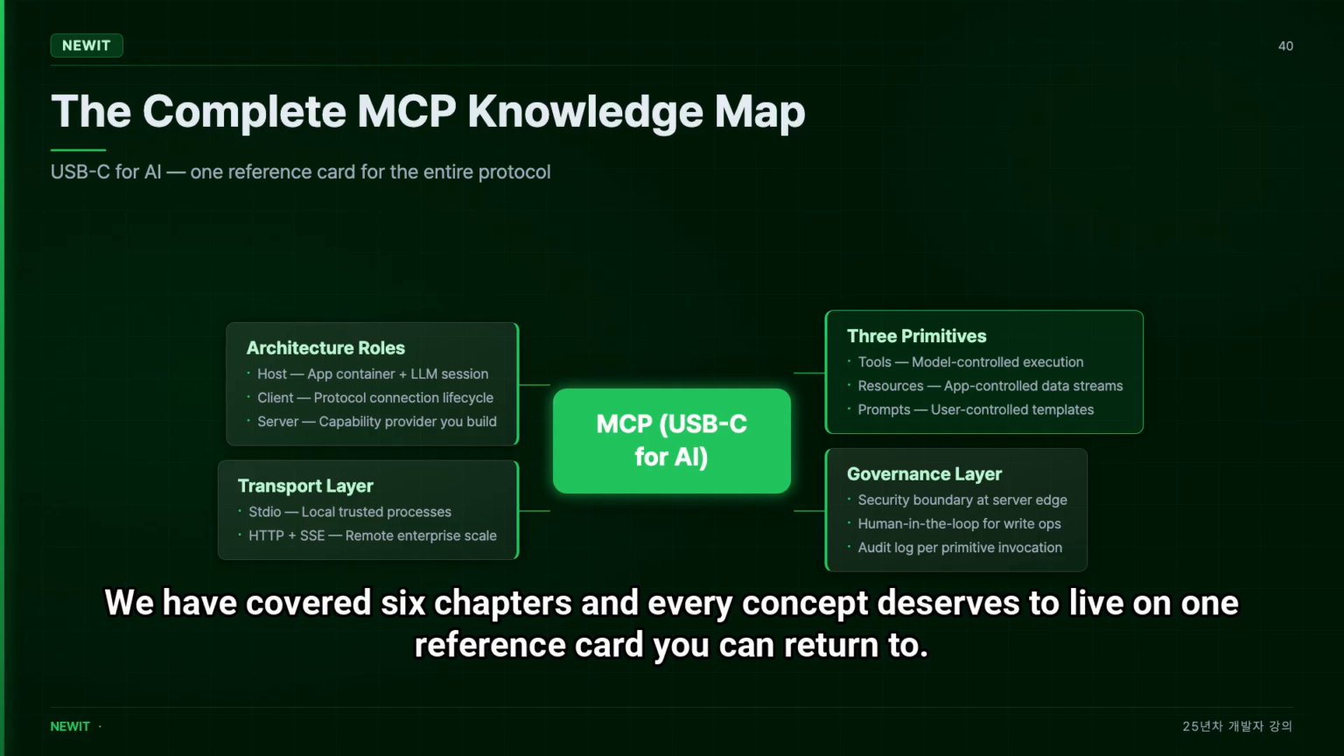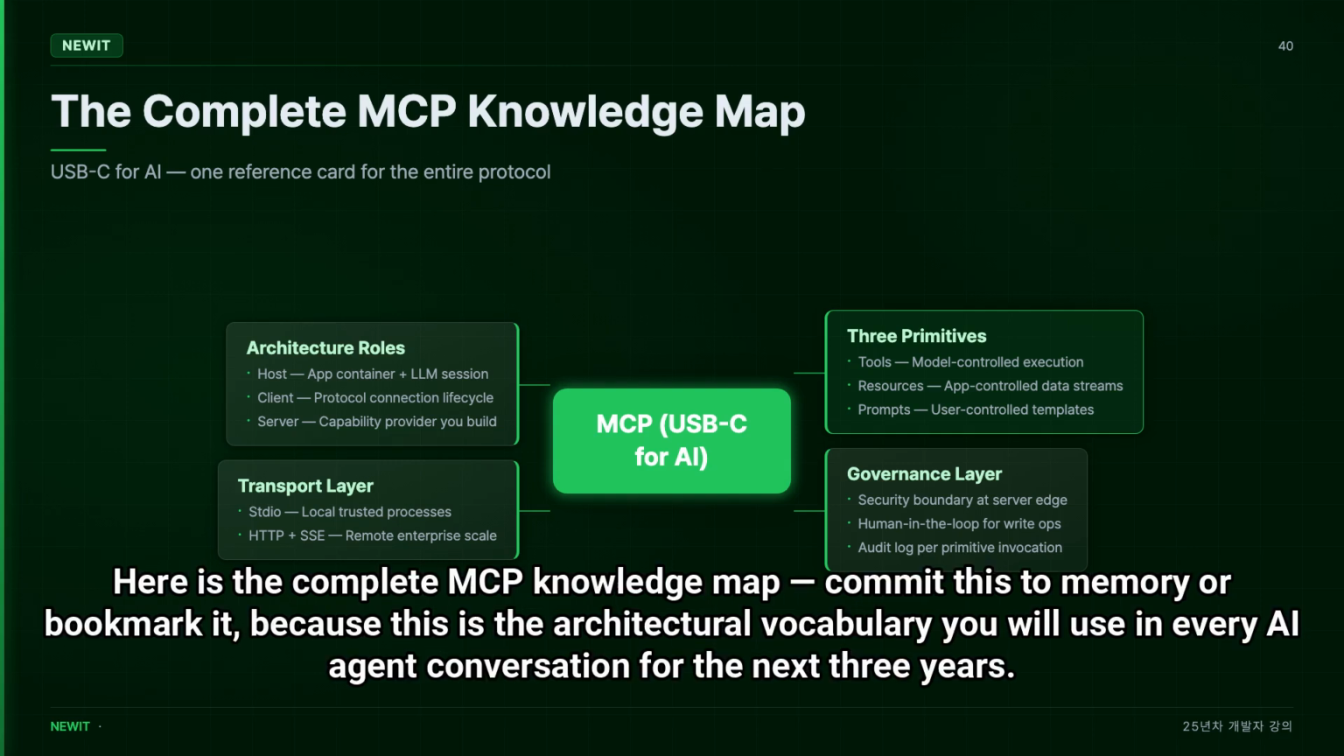We have covered 6 chapters, and every concept deserves one reference card you can return to. Here is the complete MCP knowledge map. Commit this to memory or bookmark it, because this is the architectural vocabulary you will use in every AI agent conversation for the next 3 years.